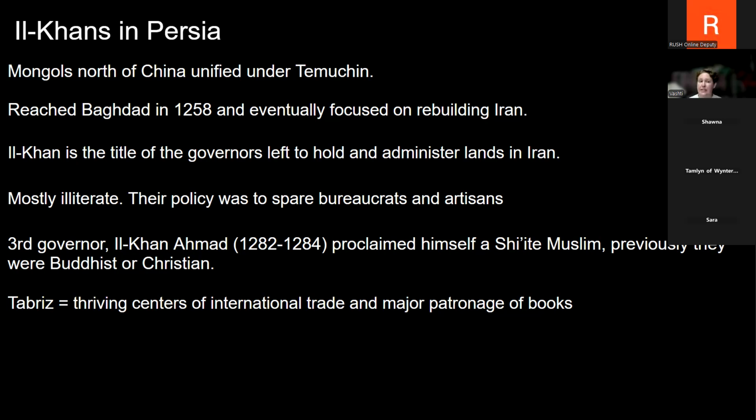So Il-Khan is actually the title of the governors that were left in the area. So this is a dynasty, but not how we typically think of it. It's not entirely one family group. It does start out that way, and then it branches further and further afield. So it's a very, very extended family, if anything.